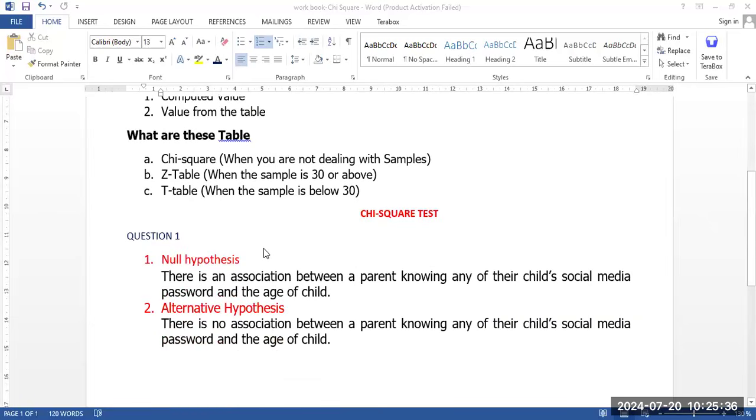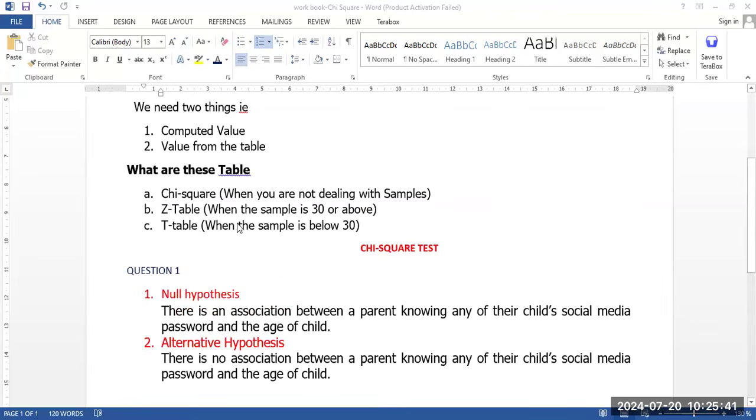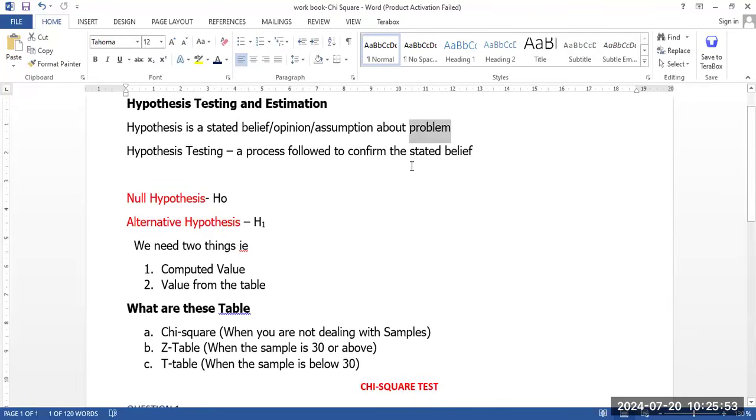So someone who is saying it is not clear, we are saying null hypothesis is only that belief. As we said, hypothesis is a stated belief, opinion, or assumption about a problem. Now, the problem is what? The problem is all about knowing the password. We want to find out whether these parents know their child's password. But of course, this hypothesis is categorized into two. That is null hypothesis and alternative hypothesis.